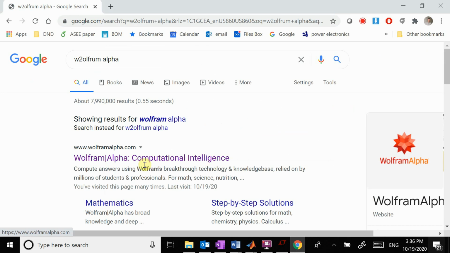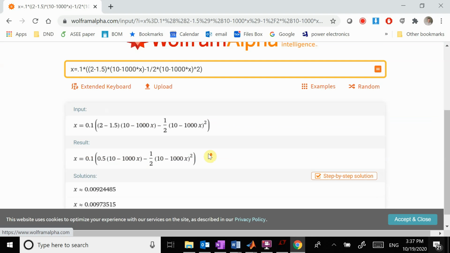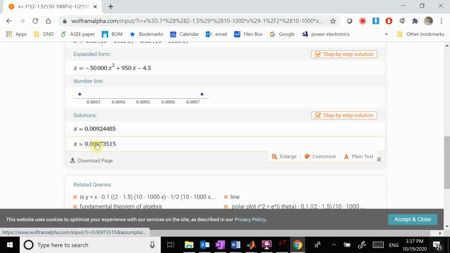And I don't even have to come close to spelling it right. Thank goodness. Okay, so then we're going to go x equals 0.1 times, and then we had 0.5. Well, let's just plug all this in so we can see. So we're going to go (2 minus 1.5) times (10 minus 1,000 times x) minus 1/2 times (10 minus 1,000 times x) squared. In parentheses, solve this. Let's see, does that look good? That looks right.